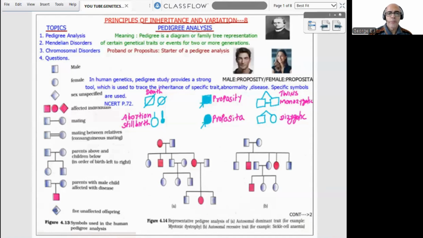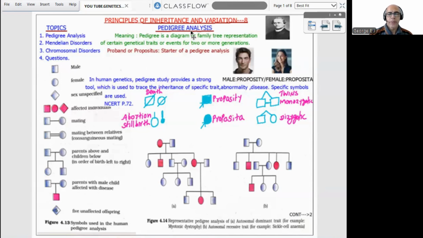So what all things will we be learning in this episode? Mainly 3 items: pedigree analysis, Mendelian disorders, and chromosomal disorders. After that, as usual, 5 theory questions and 5 NEET model questions with the key. So we can enter into the area. First is pedigree analysis.